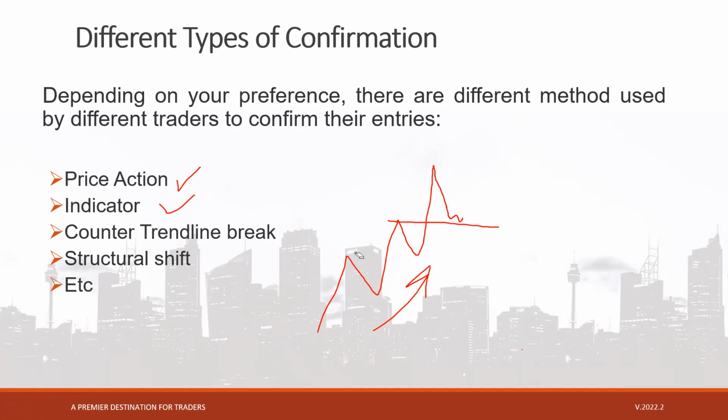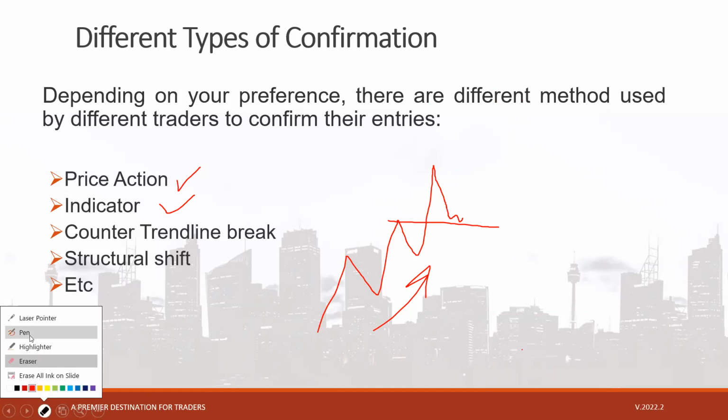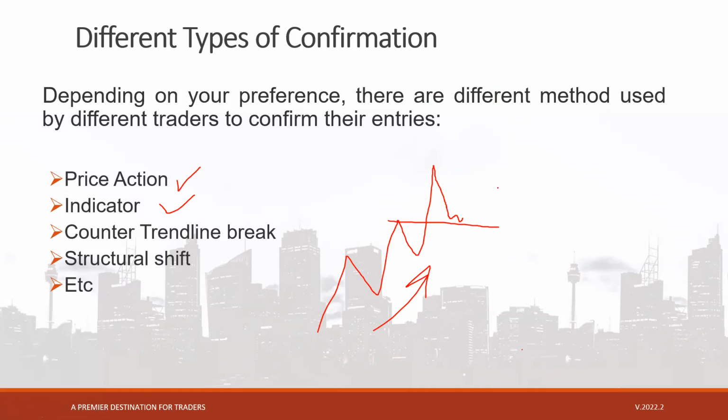Okay, so a different person might decide to use a different indicator and say, okay, I'm going to use a moving average on a smaller time frame. If price breaks above the moving average on the smaller time frame, like so, that would be his own confirmation to start buying. So you get the whole idea: in this case, the person is using a moving average to confirm their entry.